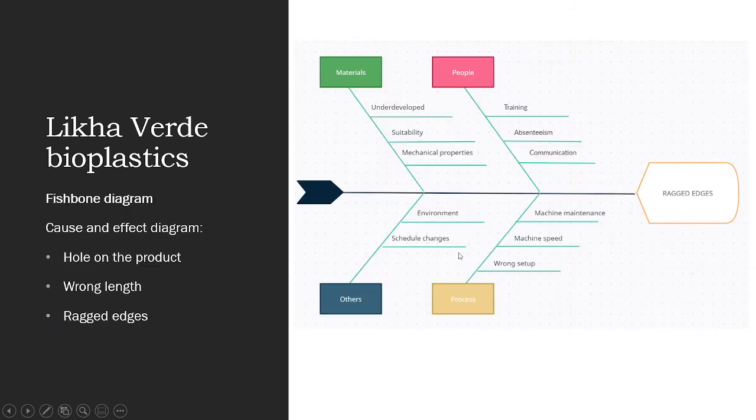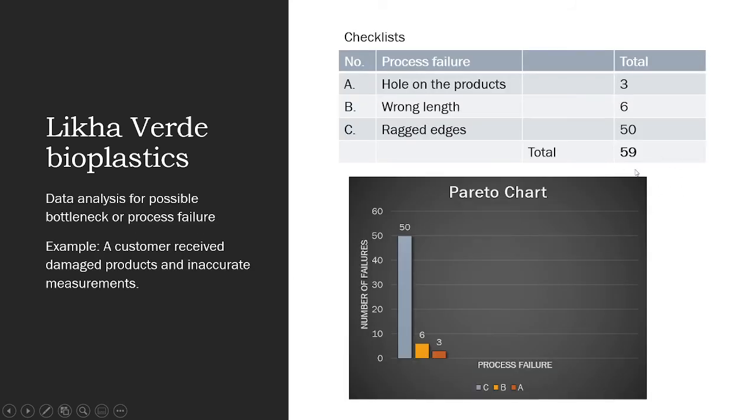As you can see here, the total is 59 damaged products. So that's a huge number. So we will make a Pareto chart. As you can see here, the number of failures is here, and the process failures are here. So as we can see, the most common flaw or damage is with the products that have ragged edges, which is 50.